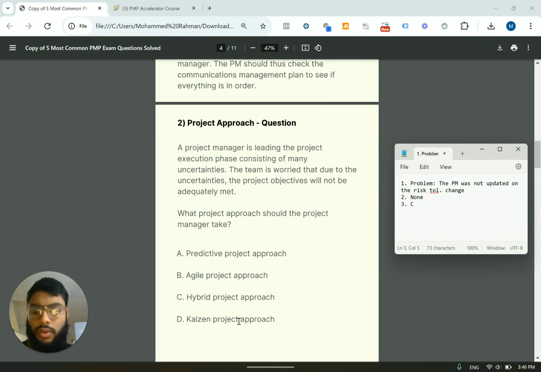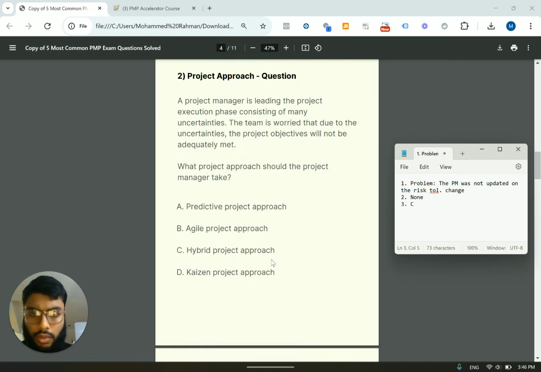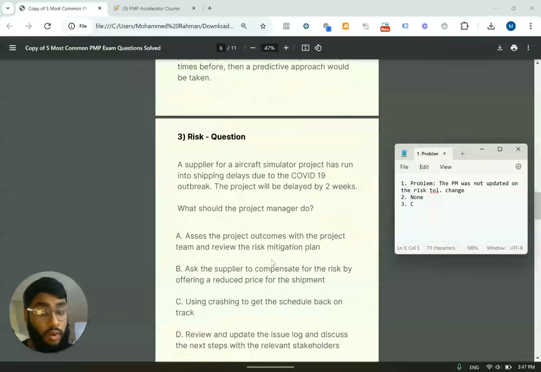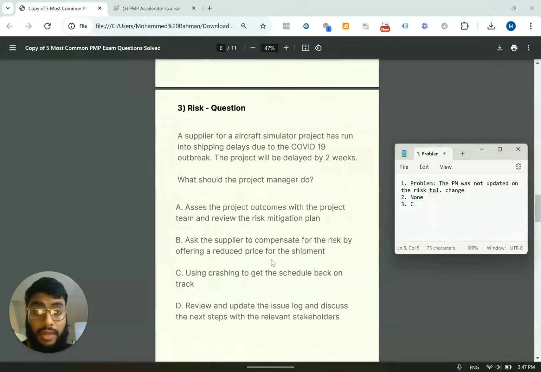Kaizen project approach is not even a project approach, and you'll see this on your exam. Sometimes they might bring up a term that has nothing to do with project management, or it's not in the right place. Okay, so you want to watch out for that. That was a pretty simple question, but easy points. Remember, we're trying to pass the exam. We're not trying to be all fancy. We're trying to pass the exam. So again, easy points. Don't miss out on those questions.